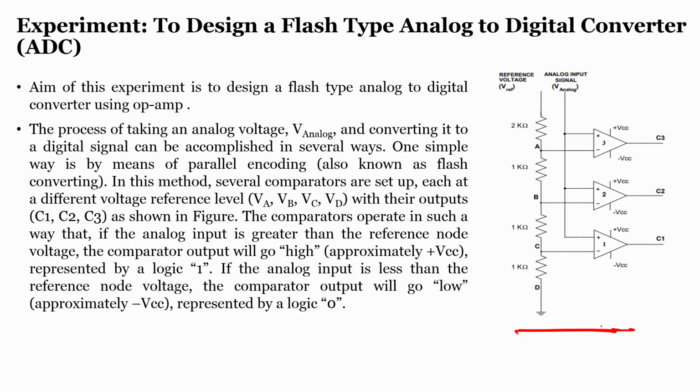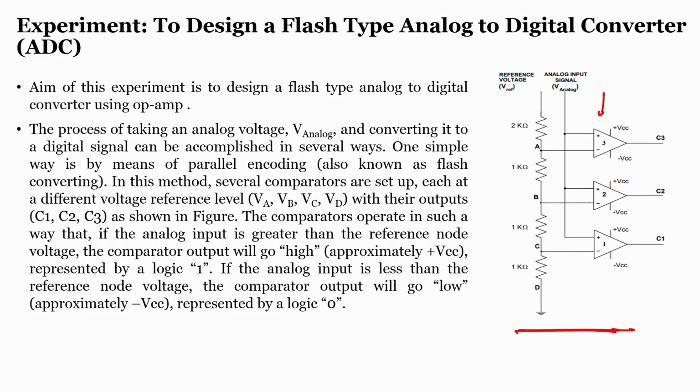Now the process of taking analog voltage V analog and converting it to digital can be accomplished in several ways. We know it, which is called ADCs. One of the simple ways is by parallel encoding, also known as flash converter. In this method several comparators, you can see comparator 1, 2, 3, 4, you can have n number of comparators and it will be an n bit ADC, but we restrict it to 8 bit ADC, 12 bit ADC. We can have different kinds of ADCs, like I said 8 bit ADC, 12 bit ADC, but the one that we are showing you here is a 2 bit ADC. So we will discuss this in detail.